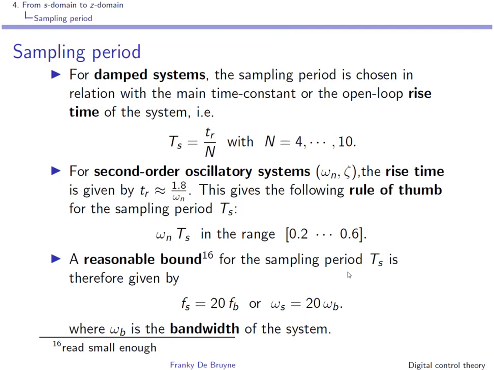The previous relation was for damped systems. Here we have a rule of thumb that you can find in the literature for second order oscillatory systems, so systems that are characterized by a natural frequency and a damping factor. Those are systems that you have considered last year in the course of fundamentals of control theory. This rule of thumb tells you that you should choose omega n Ts, so the natural frequency times the sampling period, in the range 0.2 to 0.6. This omega n Ts can be seen as the discrete natural frequency. Why do we write it like this? This allows you to normalize this range. For Ts, of course, you will have to divide this range by omega n.